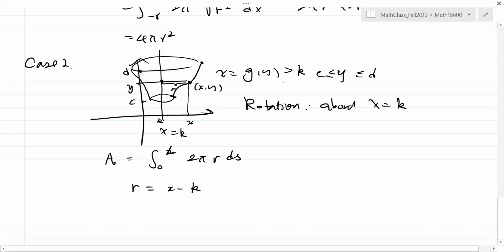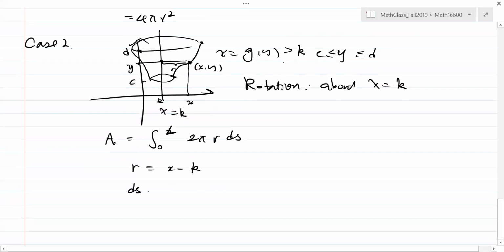Then ds, because x is given, x is a function of y, it's better to differentiate x with respect to y. Then you have to take the dy out. Because you are given that function x equal to g of y. X depends on y, so why not express ds in terms of dy? If that is the case, I need to also replace x by g of y. Now everything's fine, and y is between c and d.